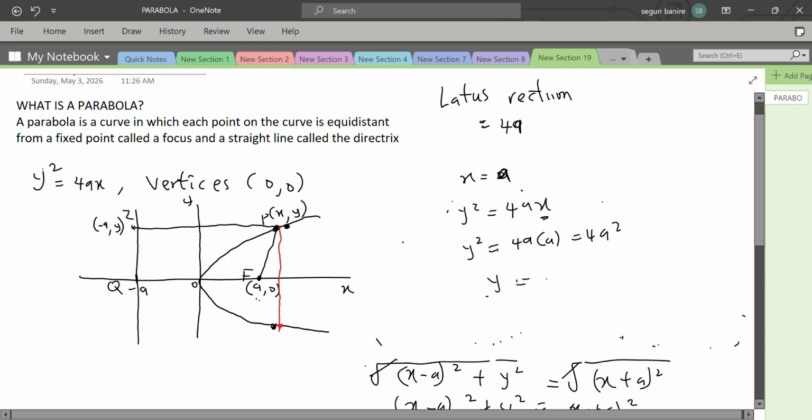So what is the value of y? y is the square root of 4a squared, which is 2a. So you see this line, this is 2a, this is also 2a. So if you add them together, you get 4a. So that is how they get the 4a. So that is what we call the latus rectum.